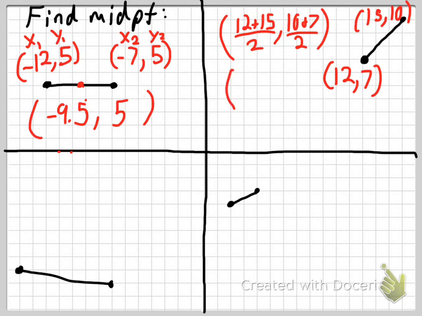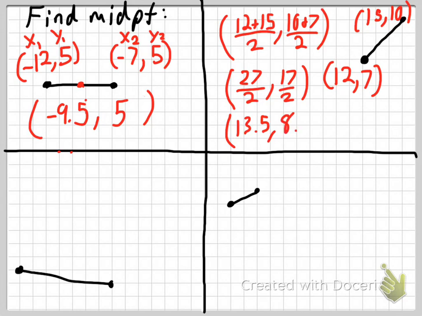Which gives me 27 divided by 2 and 17 divided by 2, which as decimals become 13.5 and 8.5. So our midpoint should be right there.